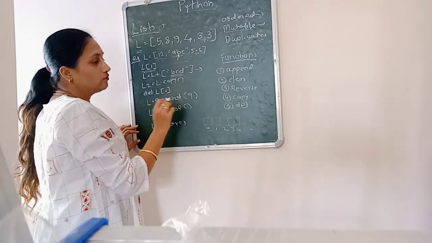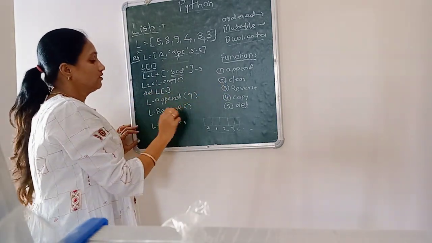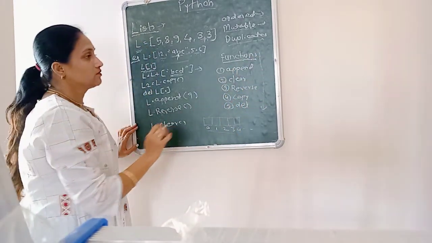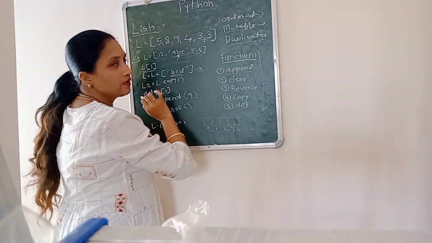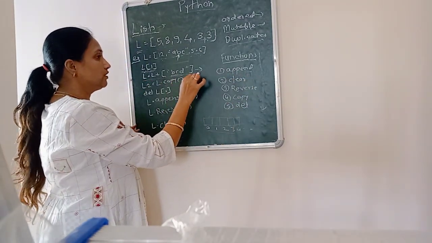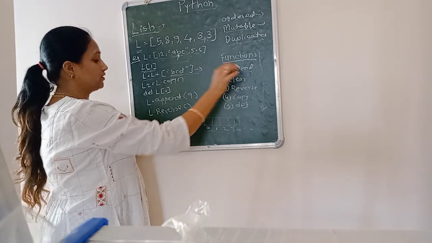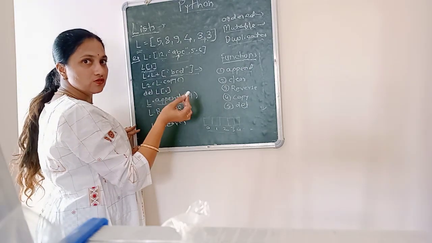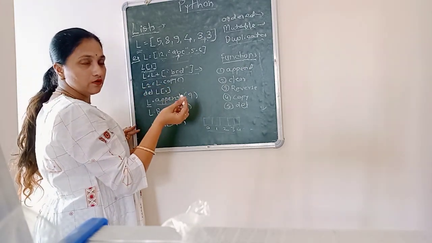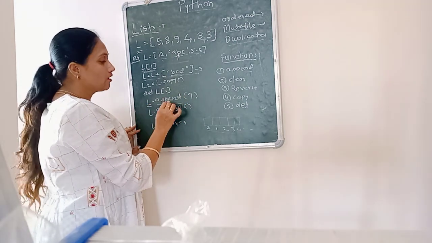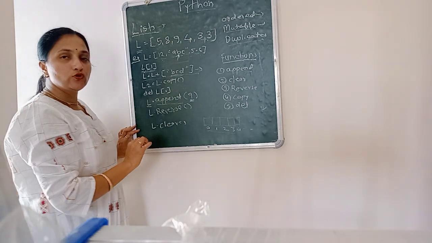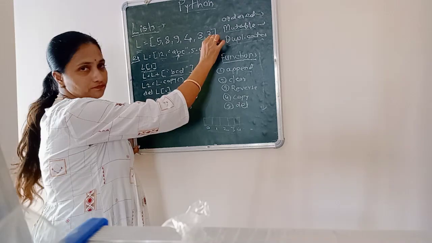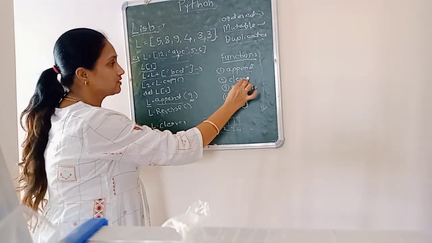Now I will tell you the functions. We'll start with functions now. These are all the functions that operate on lists. First is append. Append means the same thing we have done over here. We'll do it with the help of the append function. L dot append, as it's a function and this is a list. Whichever list you have, you simply have to mention the list name, append, then the element which you want to append to the list, and that element will be added at the last index of the list.